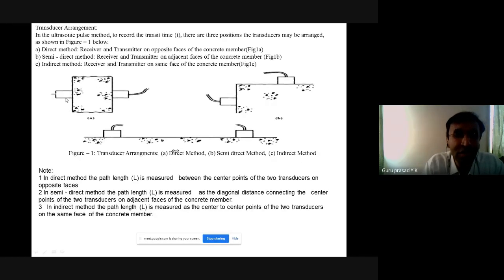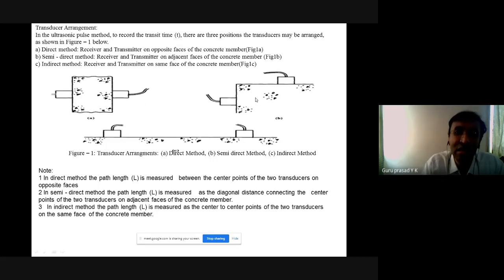So I'm going to place my probes on the opposite faces of the concrete column, or the concrete member, not a column only, it can be a beam or slab or whatever, any structural member where both the opposite faces are accessible. It is called the direct probing method.